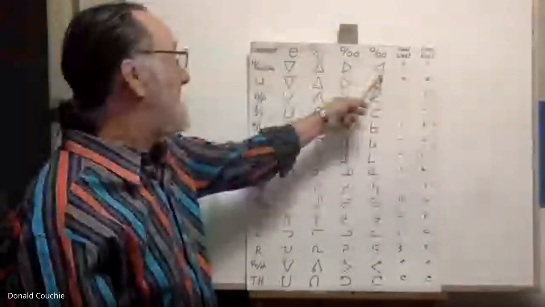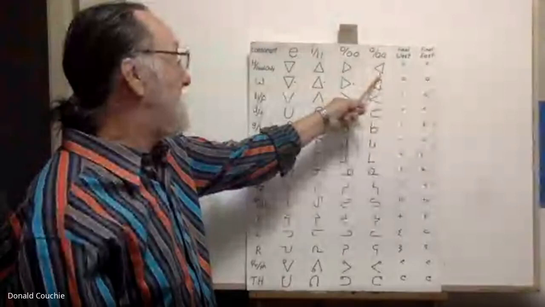Now, these triangles, the first one pointing down is E. Second one pointing up is I. The next one pointing to the right is O. The last one pointing to the left is A. E, I, O, A. Now, when we add a W, or when we add a dot, it adds a W. So then we have we, wi, wo, wa, right? And we can put that on any of these symbols to add a W.